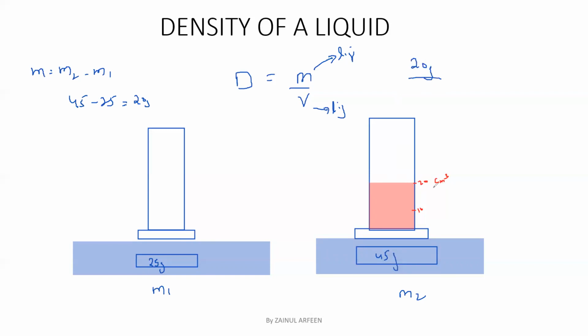And what about the volume of the liquid? When we read the measuring cylinder, the volume of the liquid is also 20 in this example. So the density is coming out as 1 gram per centimeter cube. Is it clear now?